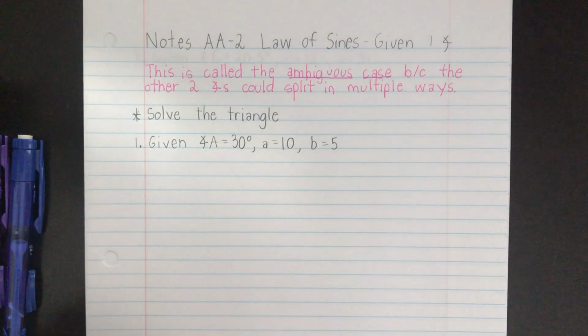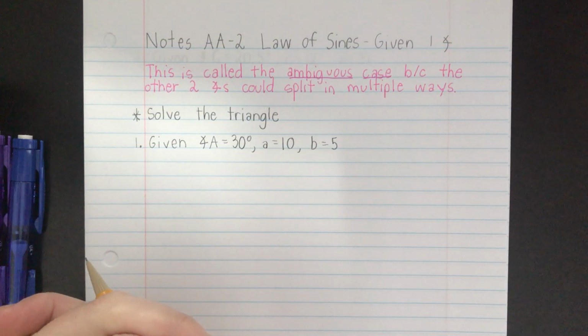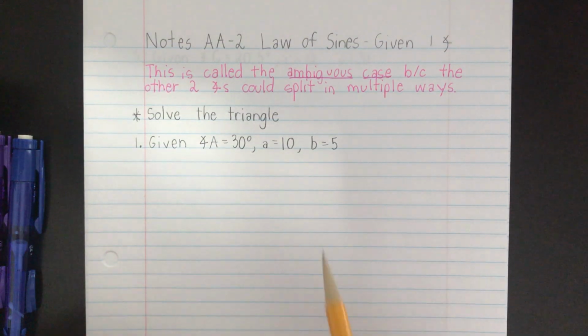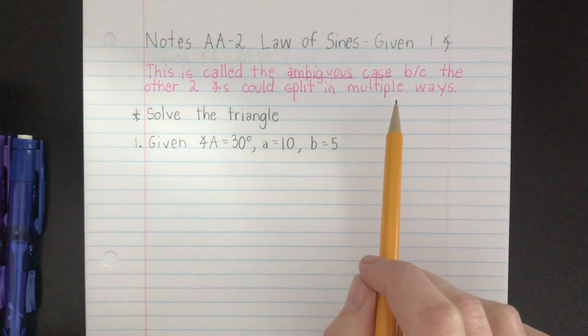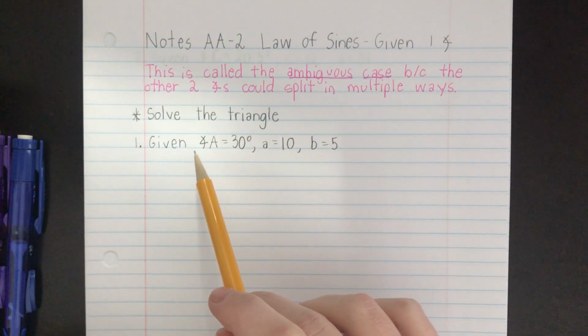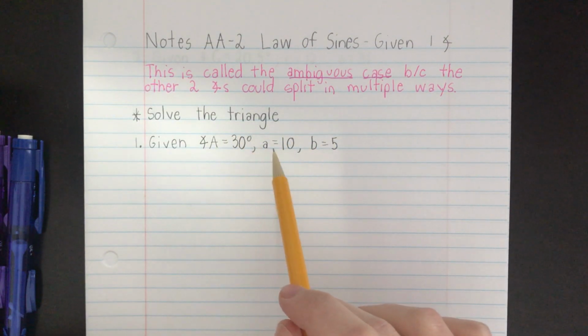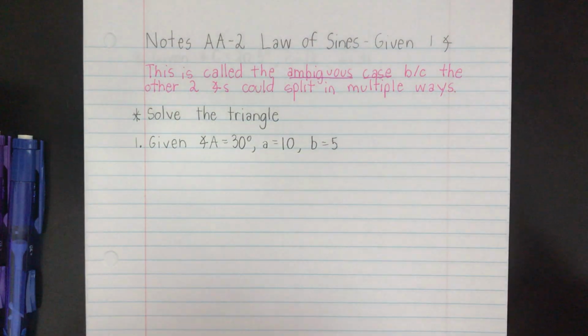Today we're looking at notes AA-2, law of sines given only one angle. Before you were given two angles, but with only one angle, this is called the ambiguous case because the other two angles could split up in a couple of ways. Solve the triangle given angle A equals 30 degrees, side A is 10 units, and side B is 5.